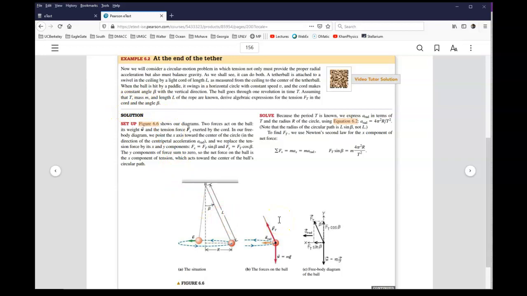Okay? Well, let me show you what he's talking about. And like I said, I don't use the notation that he does. I don't use this notation, F sub t. I just go T for tension rather than F sub t. But anyway, let's see how we can solve this problem.